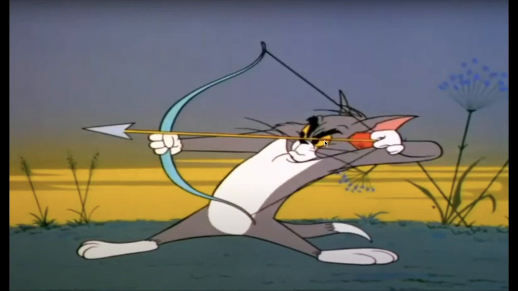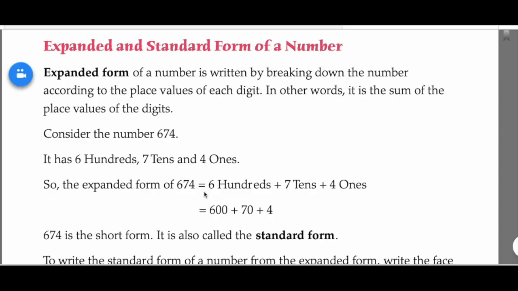In the same way, in expanded form, we are going to expand the number which is in normal form, which is short form. We are going to expand the numbers according to their place value. After that, when we are using the numbers, it will be back to the normal form, that is short form, or it can be called standard form. Expanded and standard form of a number.